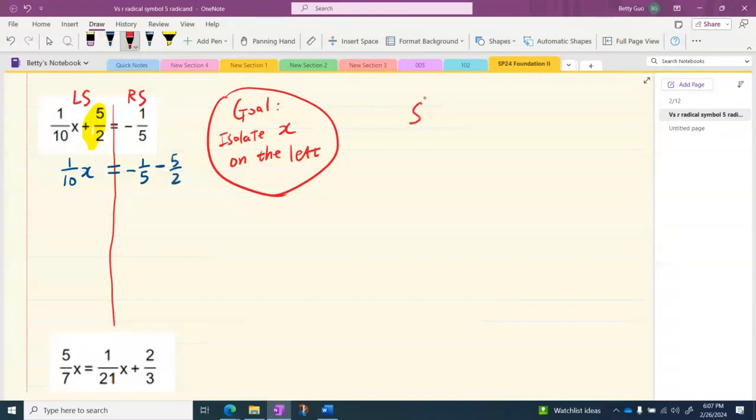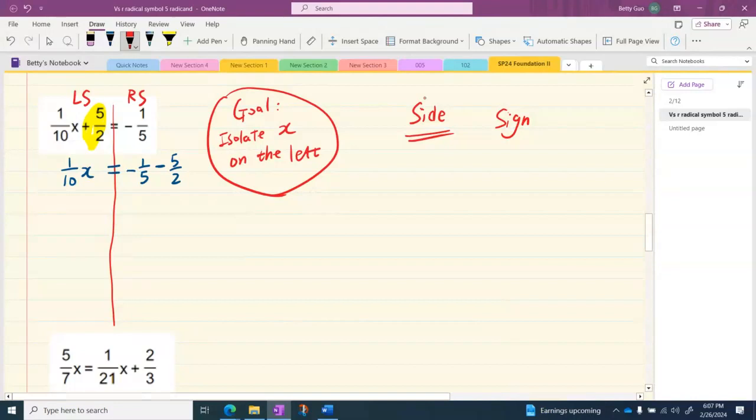As I emphasized before, when you change the side of the term, from the left side to the right side or from the right side to the left side, you need to change its sign to its opposite as well. If it was positive, now you have to change it to negative. If it was negative, now you have to switch to positive. 5 over 2, the yellow term, was positive on the left side. We want it on the right side. Just move it over, right?